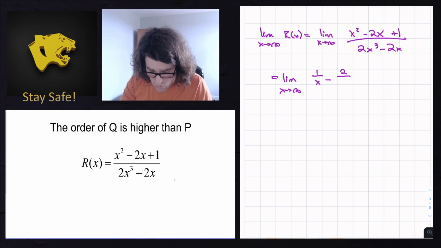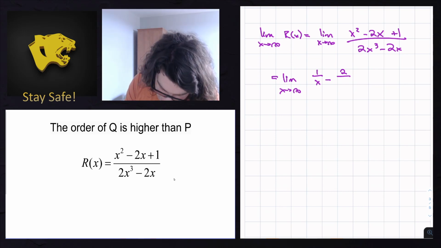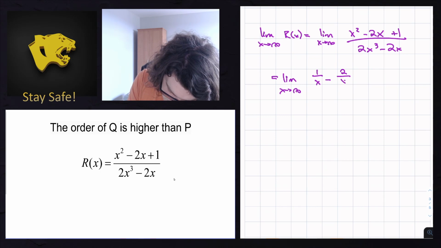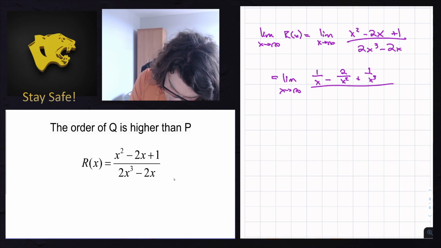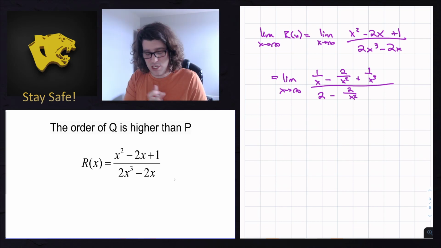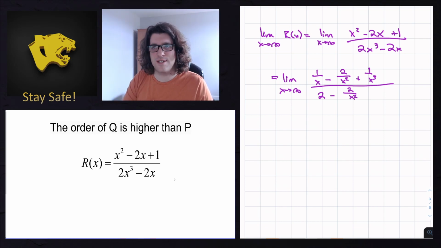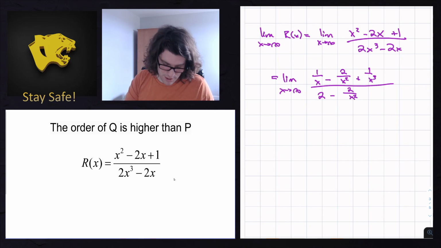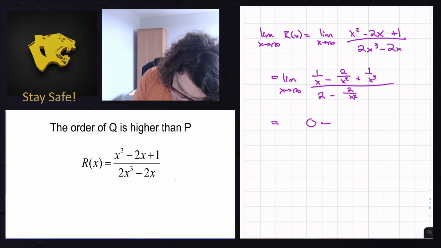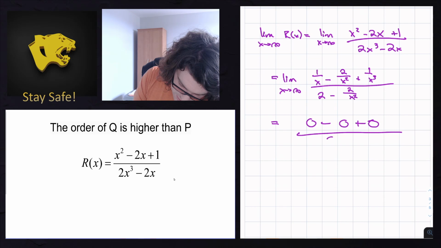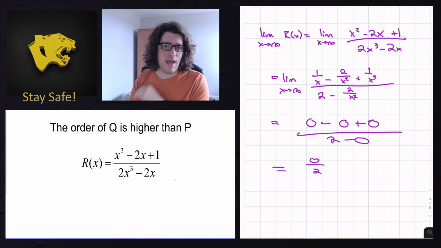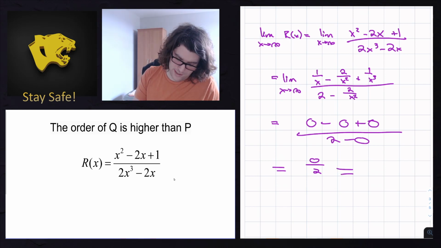Okay, so we have 1 over x minus 2 over x squared, plus 1 over x cubed, over, and then in the denominator 2 minus 2 over x squared. Now, each of the three terms in the numerator is a constant over some power of x, which is a number that's getting very large. So that's going to be 0 minus 0 plus 0 over 2 minus 0. Now, we said earlier that 0 divided by any real number is always 0. So this gives us a 0.